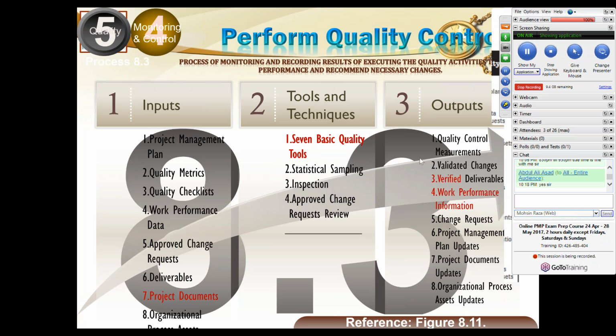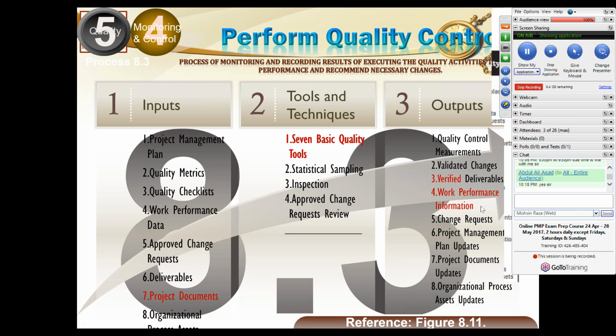As a result, we will have the quality control measurements, as we said, which are going where? They are going to quality assurance. Validated changes are going to integrated change control. Verified deliverables are going to validate scope, so that they can be further inspected, and the user acceptance can be carried out and it can become an accepted deliverable.